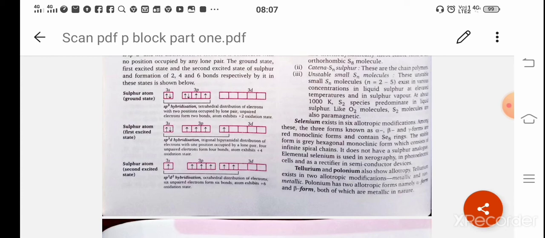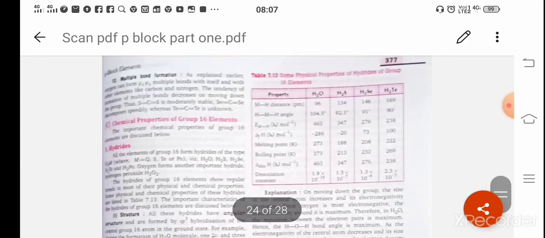The tendency of catenation will be more in sulfur in comparison to oxygen due to the unstable oxygen-oxygen single bond because of its small size.